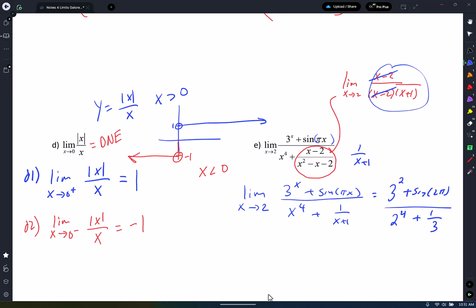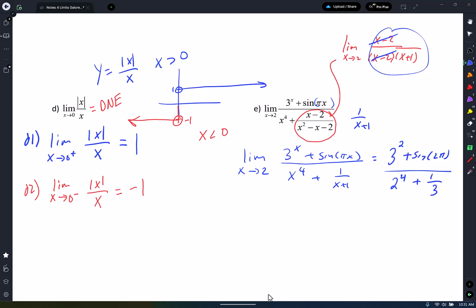That is a number. What number is that? Well, let's see. 3 squared is 9. What's sine of 2 pi? 0. All right, sine is a y value. It's all good. Save space.